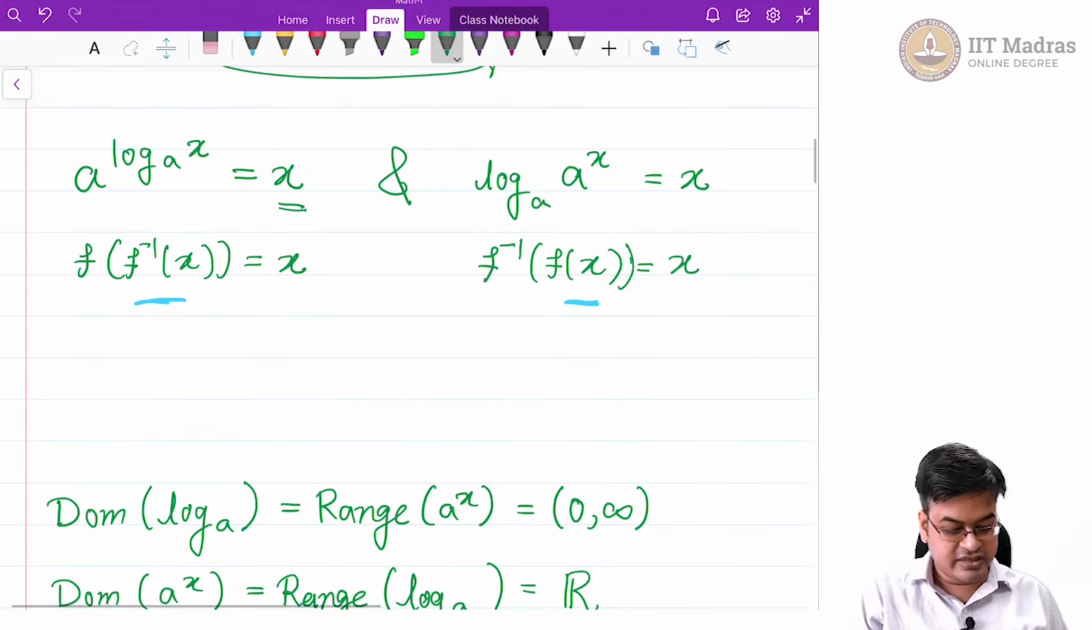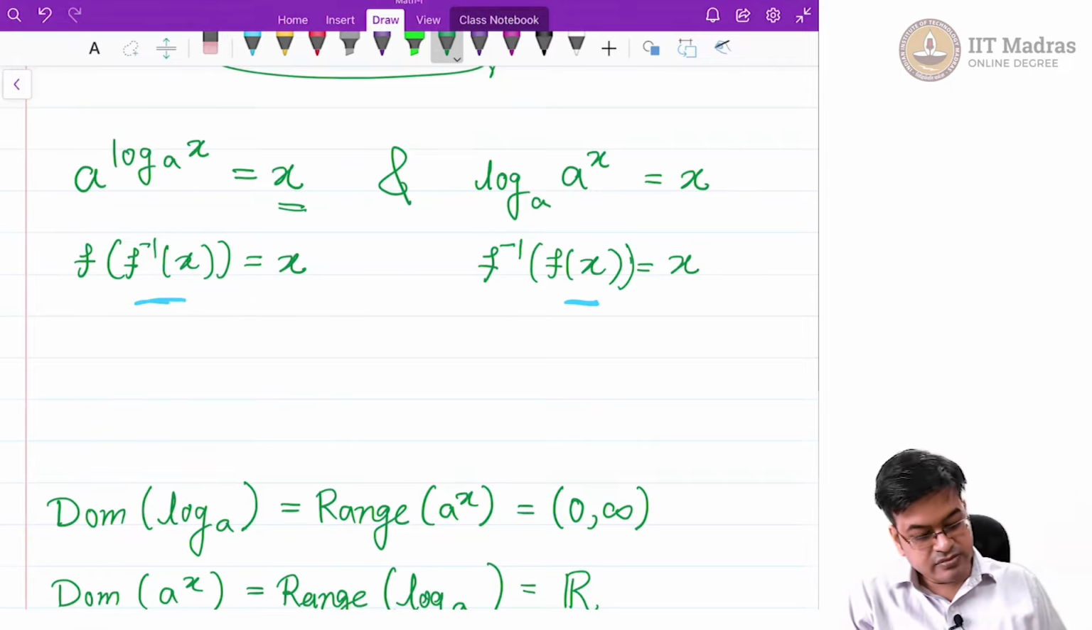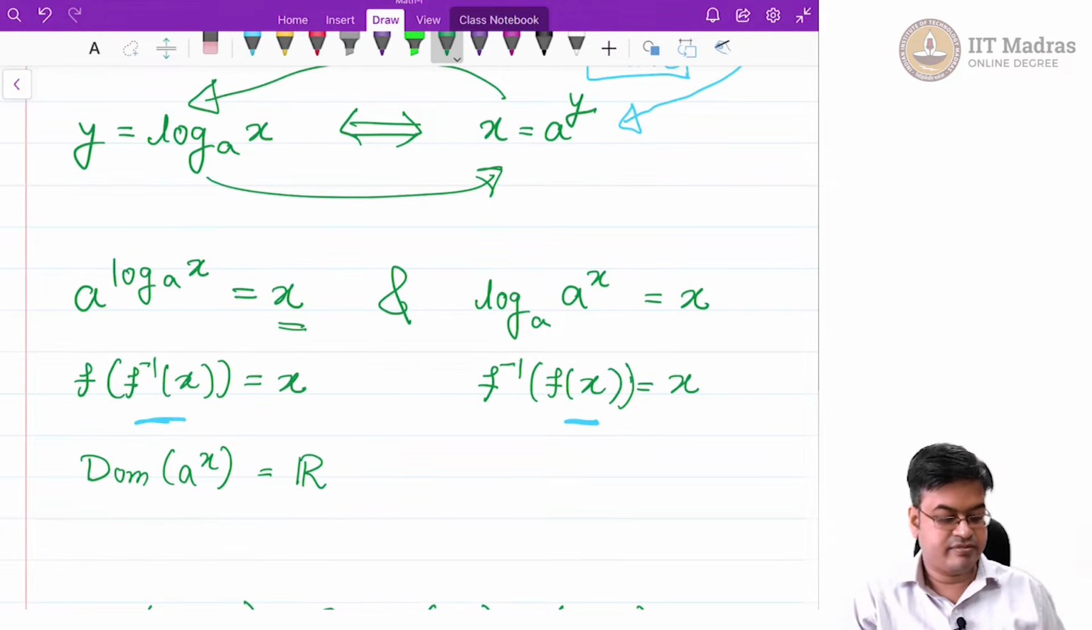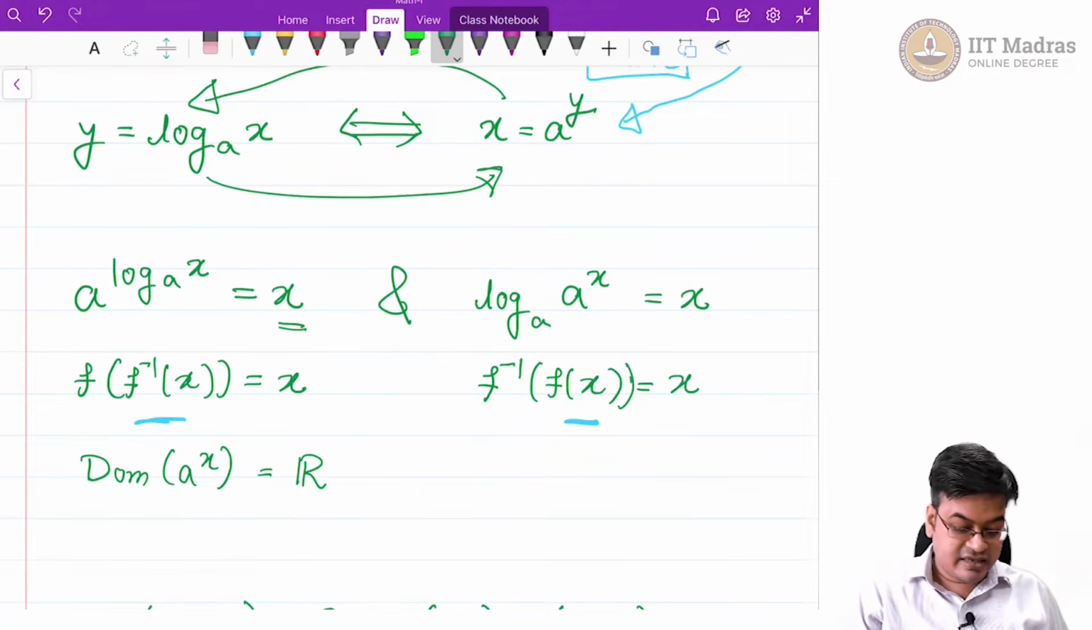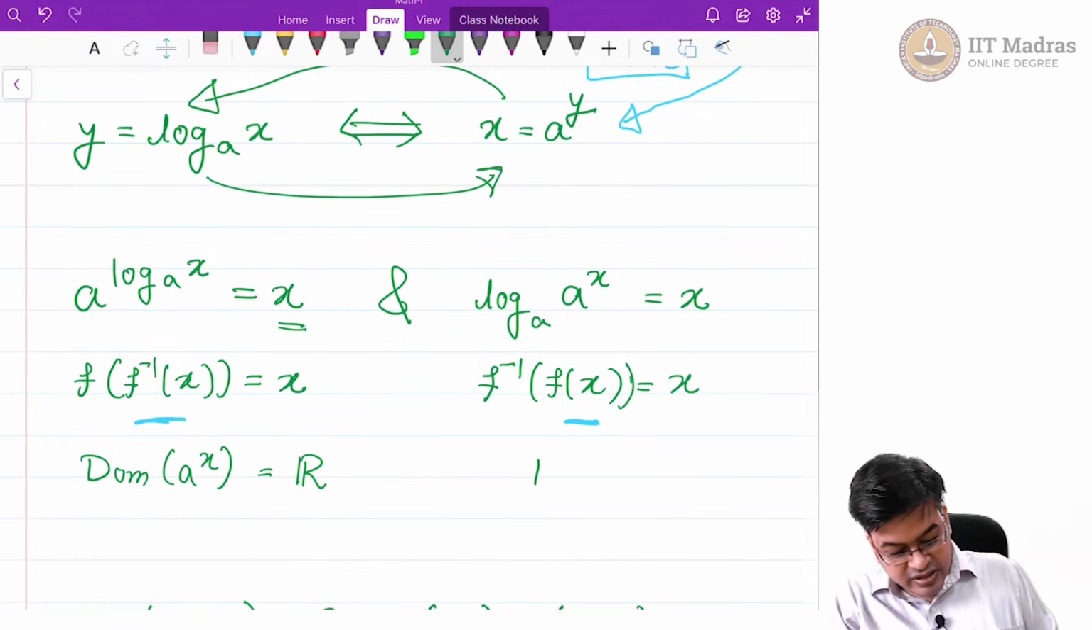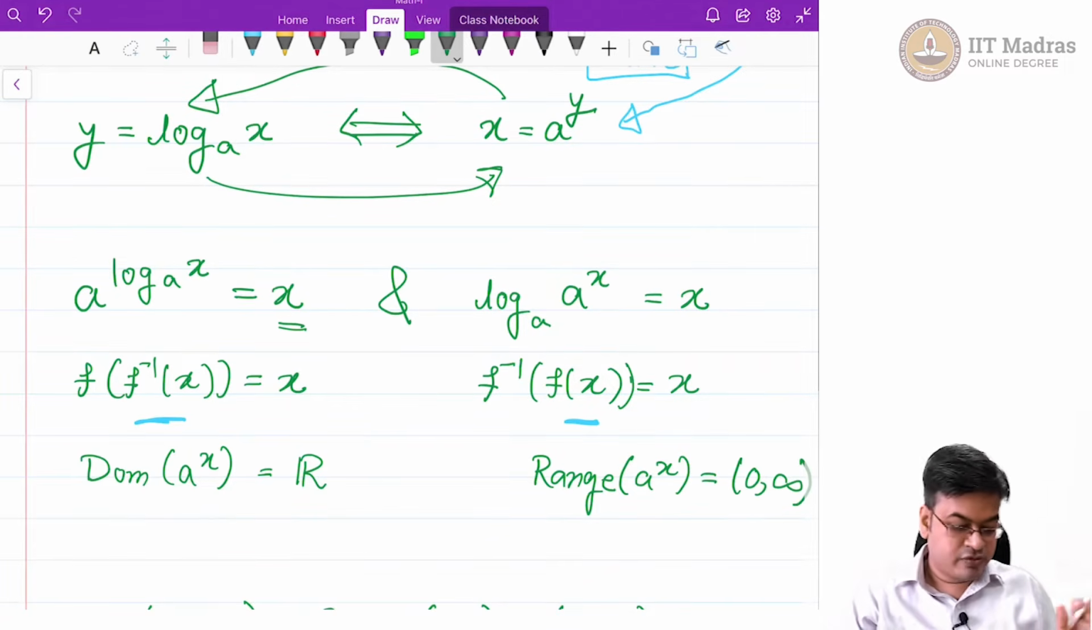So let us understand this particular thing. We have already seen what is the domain of a raised to x, right? We already know the domain of a raised to x, because x can be the entire real line. And then it maps this domain onto the range of a raised to x. That range cannot take negative values. This is what we have seen when we studied. So it was 0 to infinity. So this should be clear before going to the range of the log function.